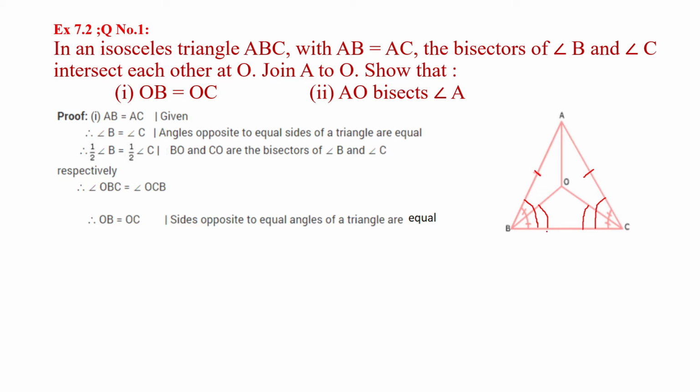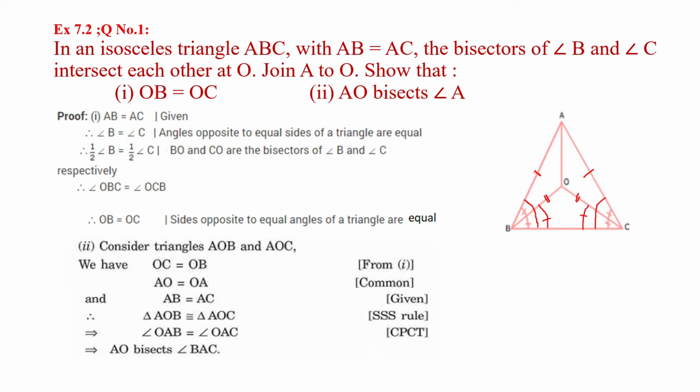If angle OBC is equal to angle OCB, by the converse of the theorem, here we will use: sides opposite to equal angles of a triangle are equal. If angles are equal, then sides opposite to equal angles are equal. If angle OBC is equal to angle OCB, the side opposite to angle OCB is OB, and the side opposite to angle OBC is OC. So hence OB is equal to OC, which we have to prove in the first part.